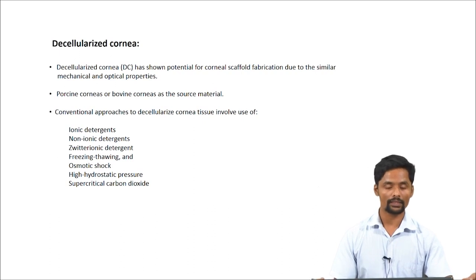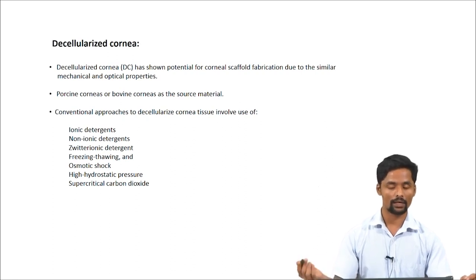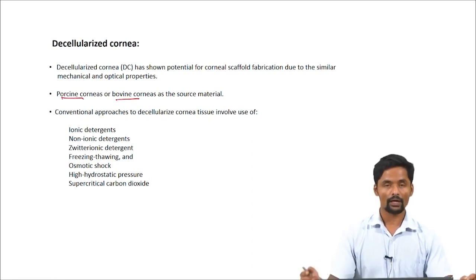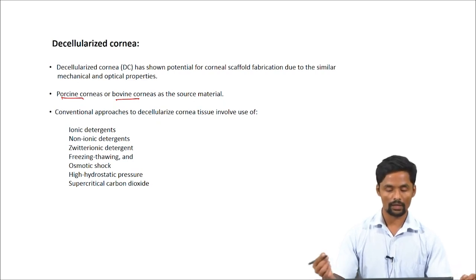And we'll go on to the decellularized cornea. The corneal tissue is decellularized, removing all the cells and the cell debris from the corneal tissue, and it is used for corneal replacement purposes. But the problem is the availability of the human cornea tissue for preparing the decellularized cornea, hence it is taken from porcine or bovine. And as it is a decellularized cornea, its optical and mechanical properties are similar to the natural corneal tissue. And the approaches to decellularize the corneal tissue are listed over here.